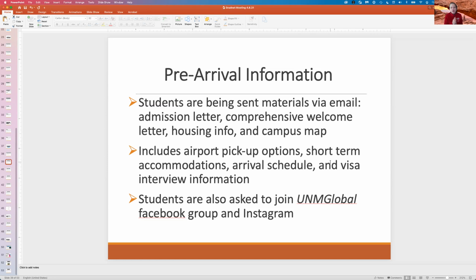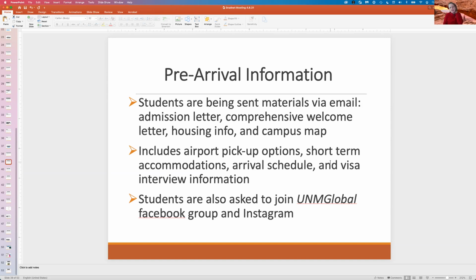In the pre-arrival information, there's information about airport pickup and short-term homestays, which are offered through a partner, a community Christian group called ISI, International Students Incorporated. They have been and still are picking people up at the airport and giving them short-term accommodations. This whole past year, they were doing 14-day quarantine accommodations as well. They're just gems. That information is all in the pre-arrival materials that students receive.